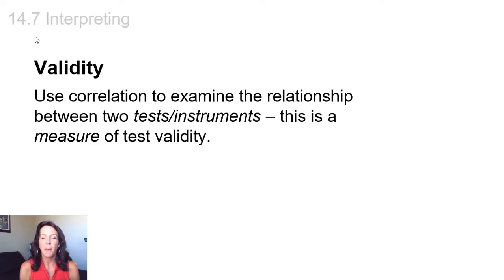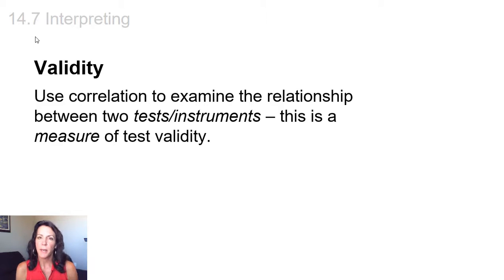Validity is another application of correlation. Sometimes we use validity to figure out if two different tests are measuring the same thing. We can do this by finding if the scores on those two measures correlate. So for example, let's say I'm giving the personality test the MMPI, or the Minnesota Multiphasic Personality Inventory, and I also give somebody the Big Five personality instrument. If I correlate those two scores, I can figure out if they're measuring the same thing.